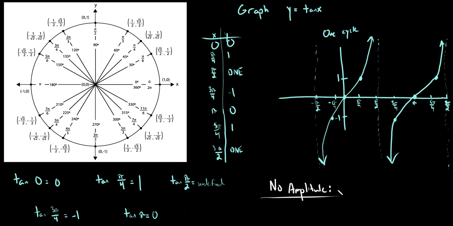Instead, it's just our normal transformation. We just say that it's vertically stretched. We don't have an amplitude.